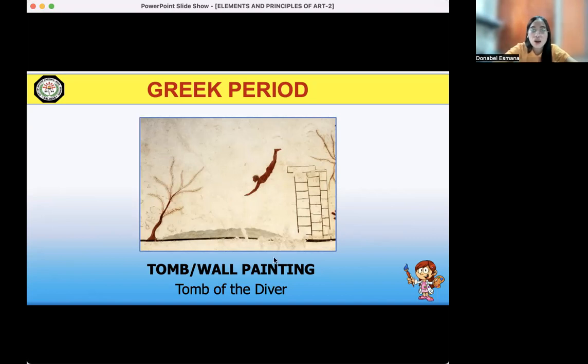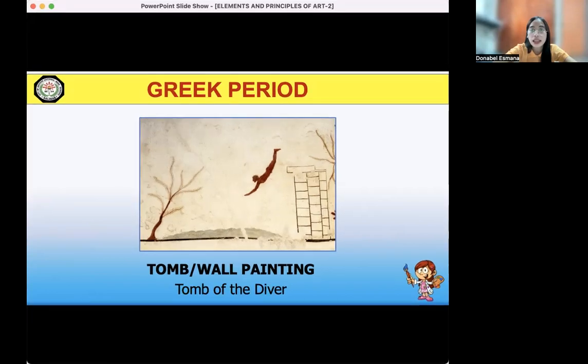All right. An example of tomb painting is, of course, this one. No? The Tomb of the Diver. This is the title. And para saan po ang tomb paintings? The purpose of tomb paintings, again, was to create a pleasant afterlife for the dead person. So the origin of this tomb is somewhat mysterious, but it was painted, again, during this period, the Greek period.